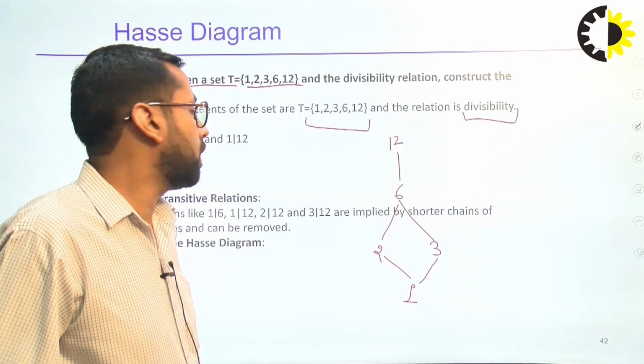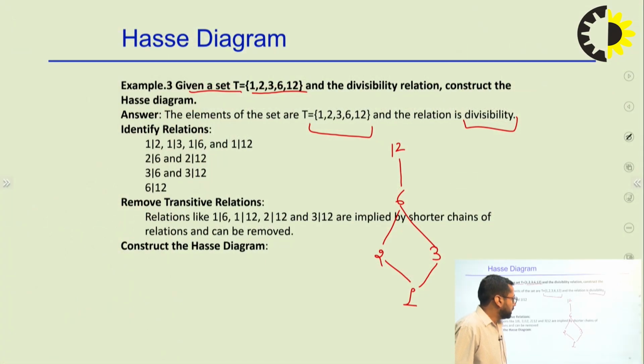Why do we put these values here? You know very well that 1 is the bottom value, 12 is the top value, and 2, 3, 6 are placed at intermediate positions. 2 and 3 are placed above 1 at the same level, because there is no connection between 2 and 3. But 6 is directly connected to 2 and 3, so we connect 2 to 6 and 3 to 6.